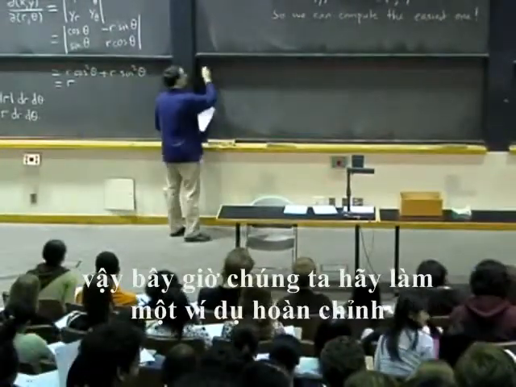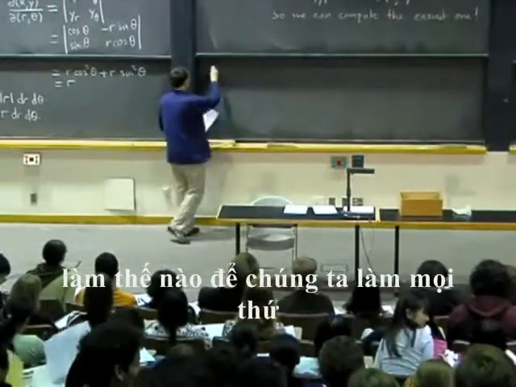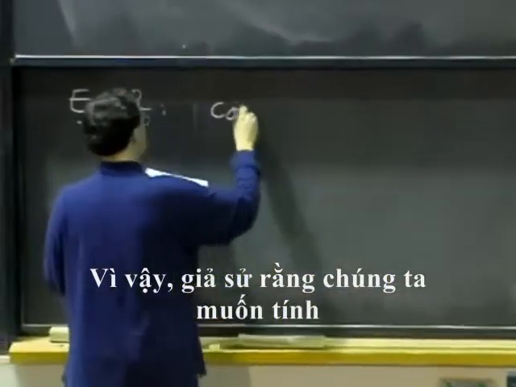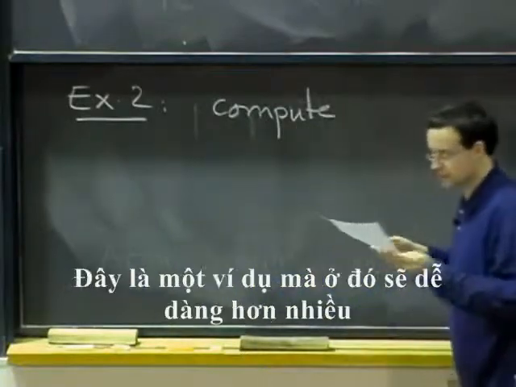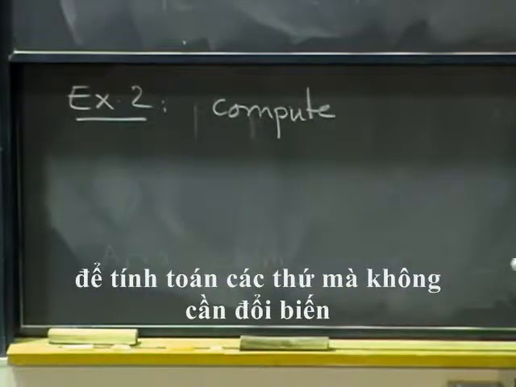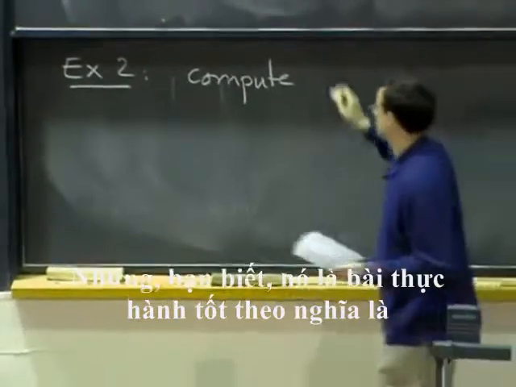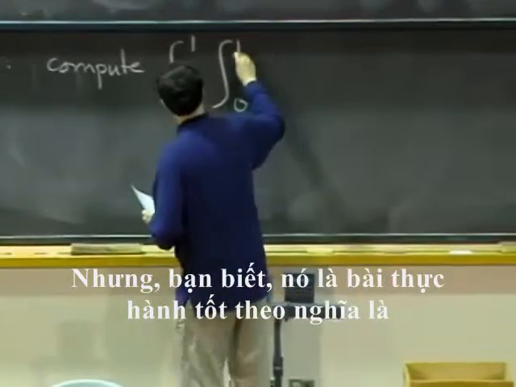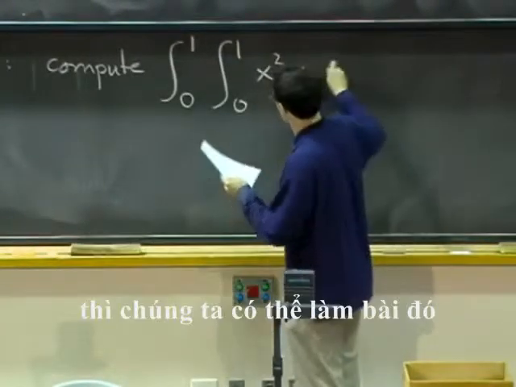Okay, so now let's do a complete example to see how things fit together, how we do everything. So let's say that we want to compute. I have to warn you, it's going to be a very silly example. It's an example where it's much easier to compute things without the change of variables. But it's good practice in the sense that we're going to make it so complicated that if we can do this one, then we can do them all.